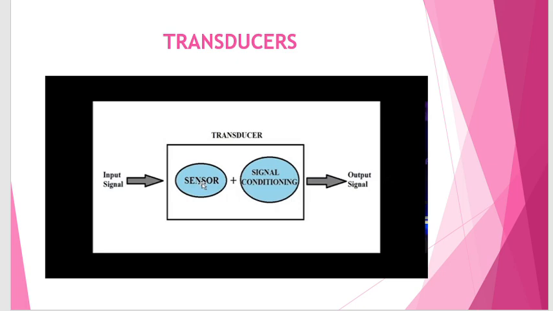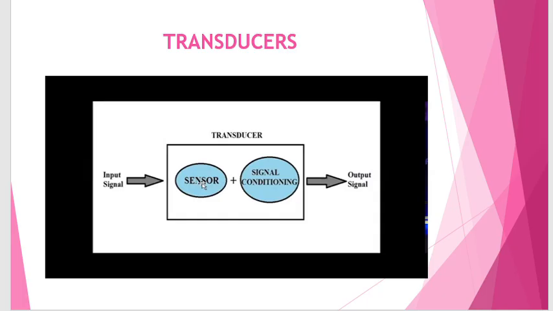In this video, I will be discussing the importance of transducers. First of all, I will discuss what we mean by transducer, then what is the process called transduction. After that, I will be discussing the importance and finally the applications. So, moving on to the discussion, what is the definition of transducer?